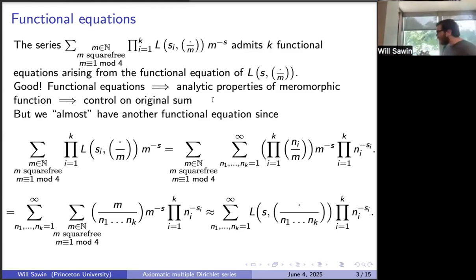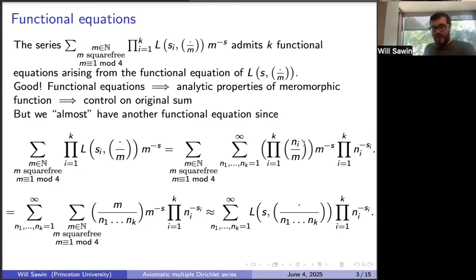And so to that end, we might observe that this series feels like it should have another functional equation. The way to see this additional functional equation is to expand the sum. Each alpha function is the sum over n from 1 to infinity. We have a product of the k alpha functions, so that's the sum over k variables, n1 through nk, from 1 to infinity. And the thing we're taking a sum of is going to be a product of these Legendre symbols.